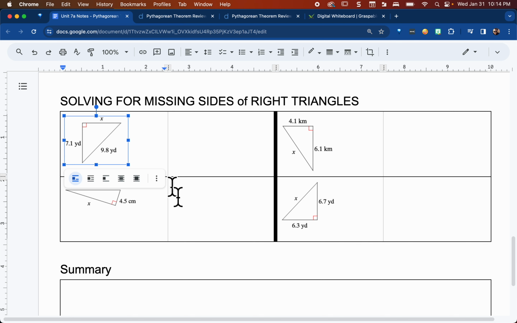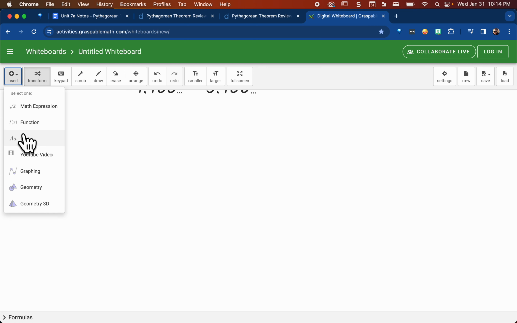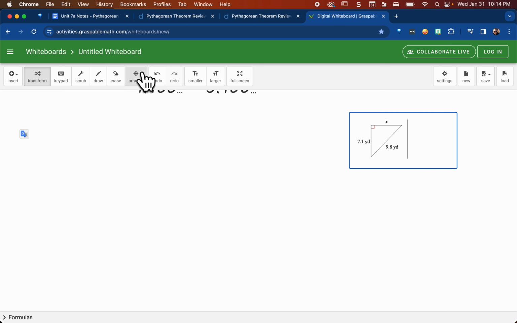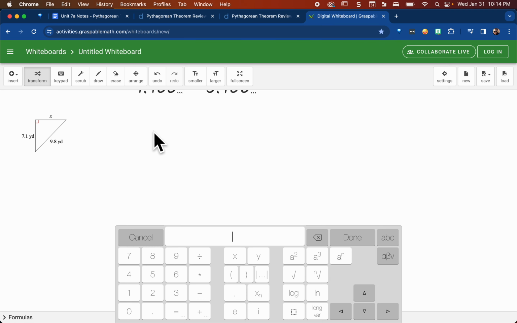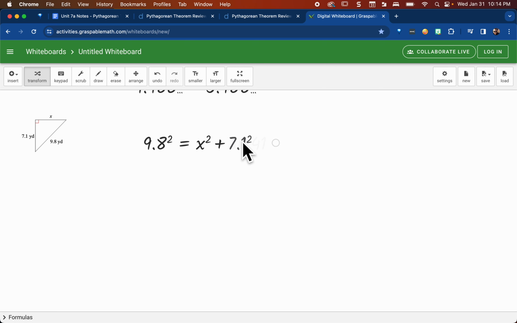Well, let's see if I can take this picture, and I'm going to copy it. I'm going to come over here, insert a text box, and paste the picture in there. I click on the arrange button, and I can move it around. I see three sides, and the hypotenuse is the 9.8 squared, so I'm going to put that by itself, and we're going to add the other two squares with it, x squared plus 7.1 squared. All right, let's click on these squares and make them into different types of numbers that are equivalent. I'm going to subtract the 50.41 from both sides. And I can do that just by dragging it over.